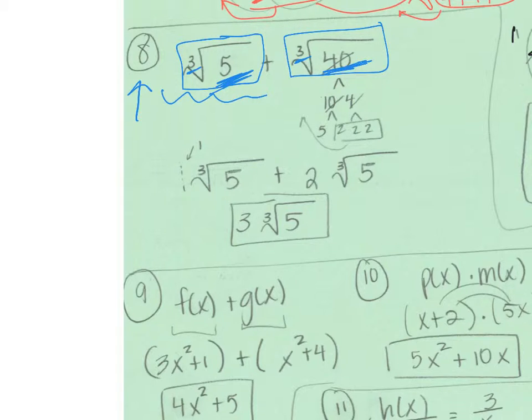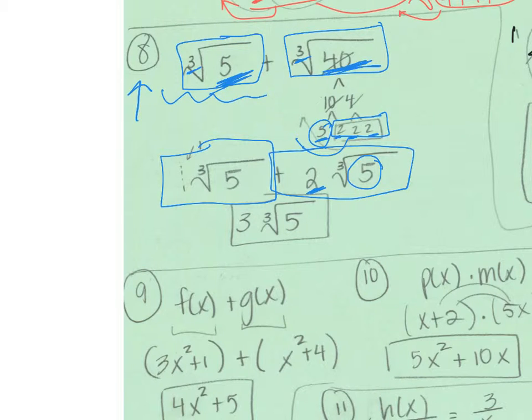However, when we break down the 40, we get 5 times 2 times 2 times 2. We need a set of 3, so that 2 comes out in front, and we're left with a 5 underneath. So they are like, plus or minus separates the terms. So I have 1 of the cube root of 5 plus 2 of the cube root of 5 means I have 3 of the cube root of 5.